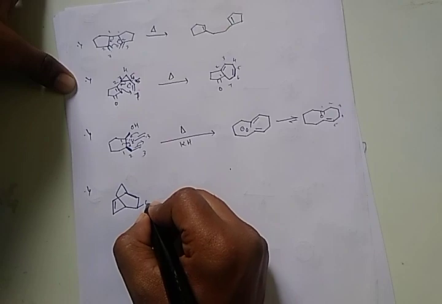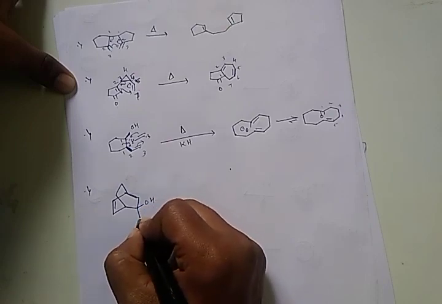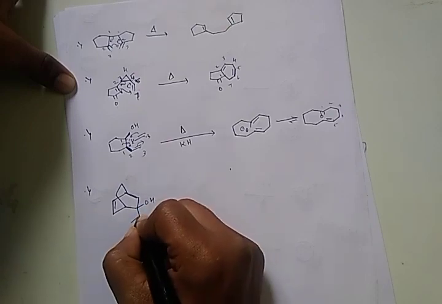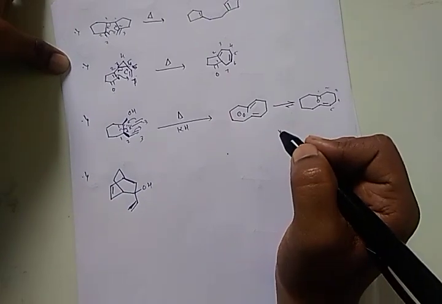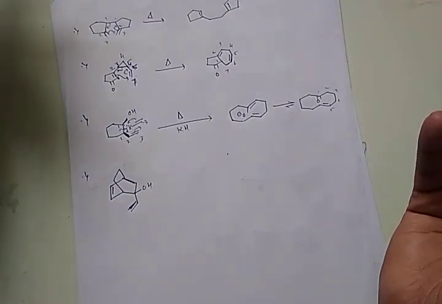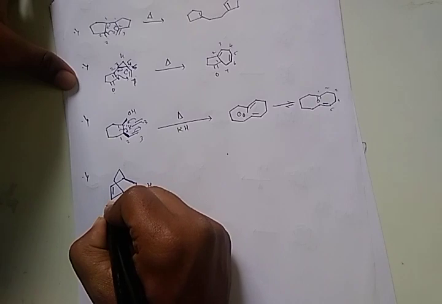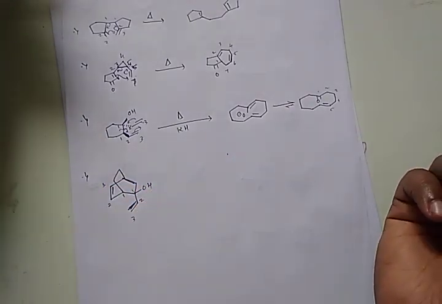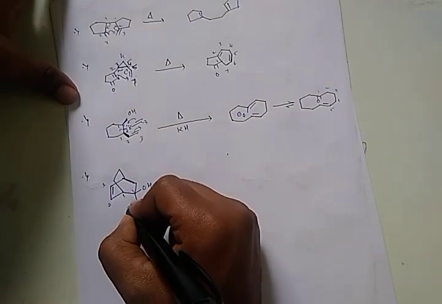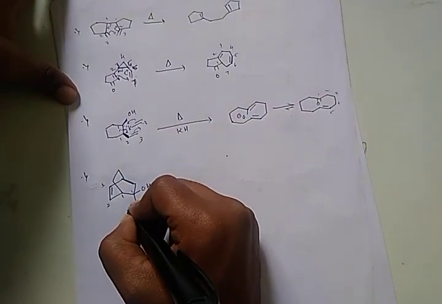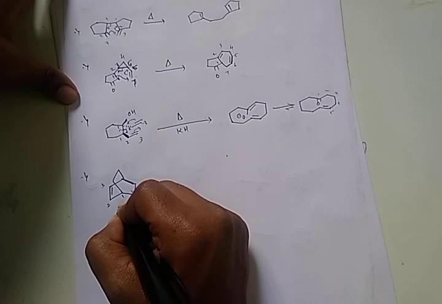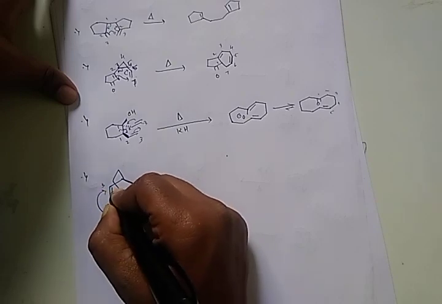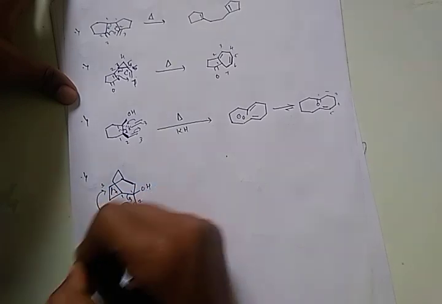Here you have OH, again an Oxy-Cope rearrangement. So now look for a 1,5-hexadiene type of system. 1, 2, 3, goes 1, 2, 3, all done. Go for the mechanism. So it will promote here and will cause this ring to open.